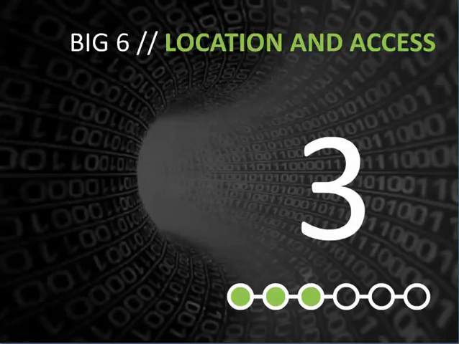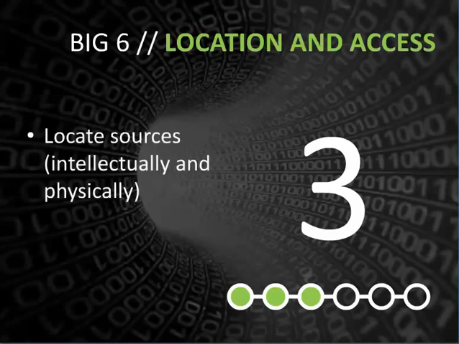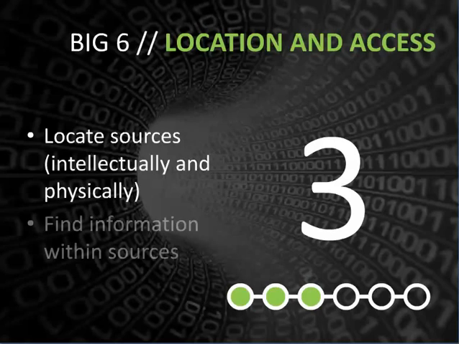Step 3 of the Big Six process is location and access, and consists of users finding and accessing the information identified in the previous step. Locating sources, intellectually and physically, still involves browsing the shelves of the library, making use of online catalogs, search engines or meta-search tools, periodical indexes, electronic encyclopedias, and any other online searching tools to locate useful and reliable information.